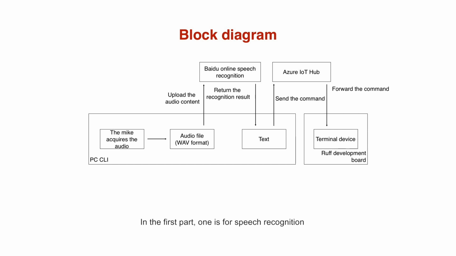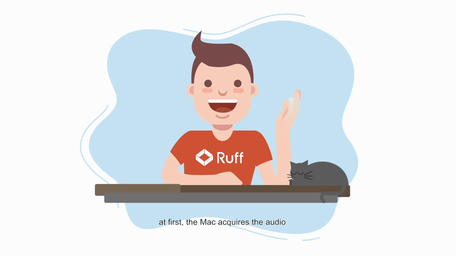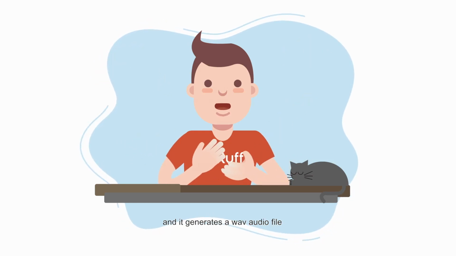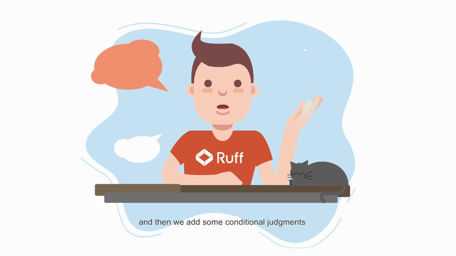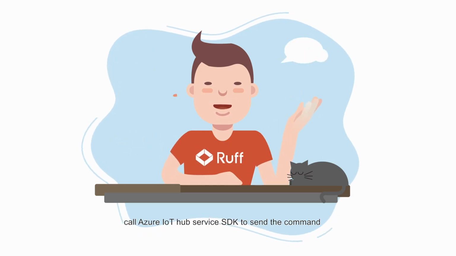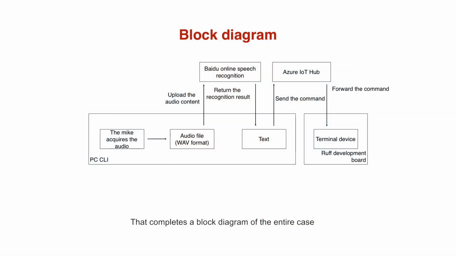The first part is for speech recognition, one is for audio recording, and another is for sending the command to the cloud. And the three are integrated as we see in this block diagram. At first, the Mac acquires the audio, and it generates a WAV audio file. Then we upload the audio file to the Baidu cloud for speech recognition. The result of recognition is the text corresponding to the audio, and then we add some conditional judgments. Call Azure IoT Hub Service SDK to send the command to our final IoT device terminal. That completes a block diagram of the entire case.